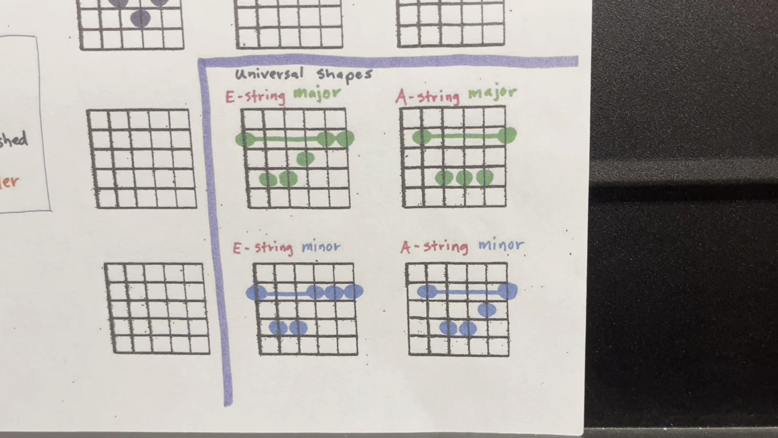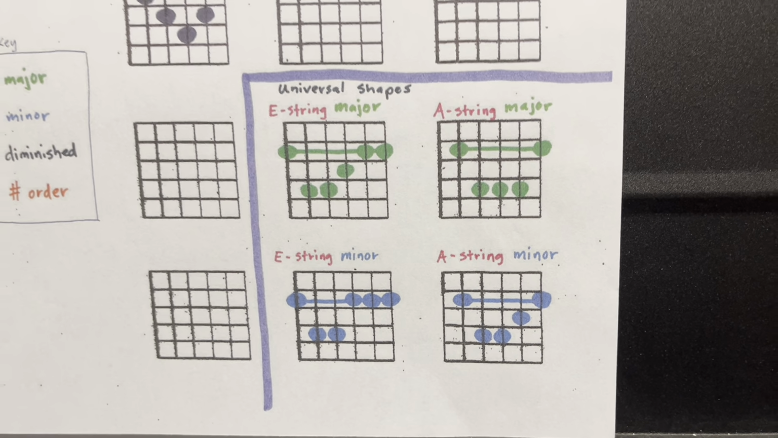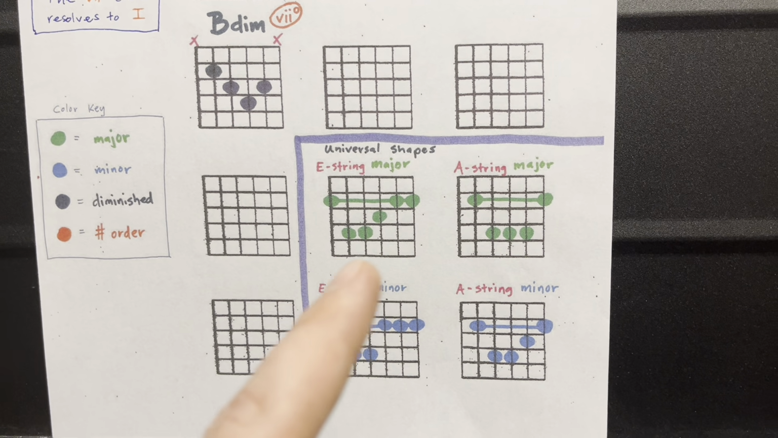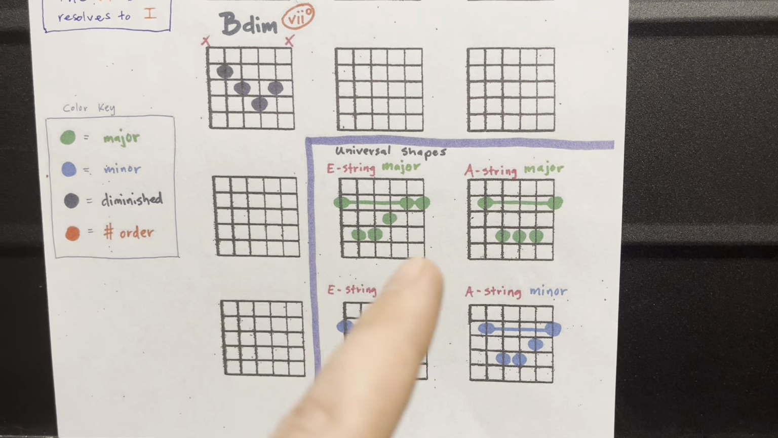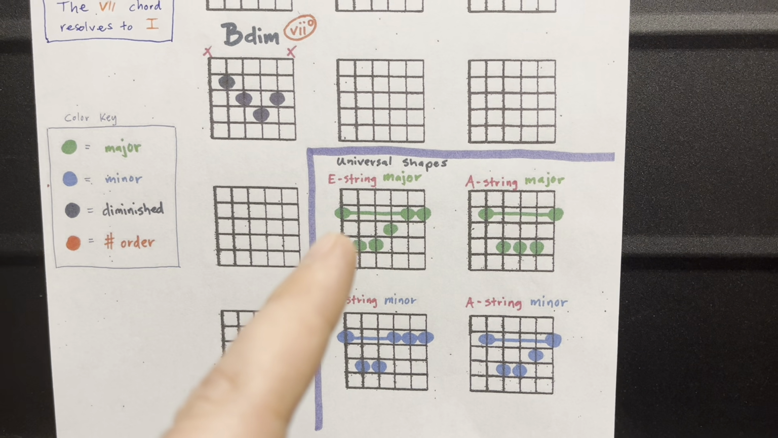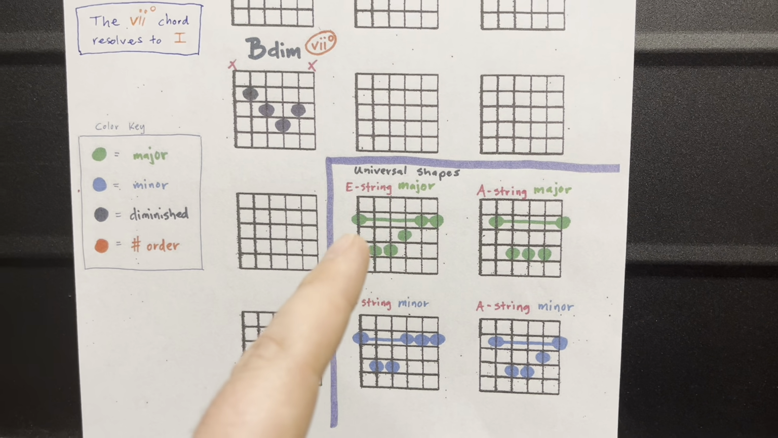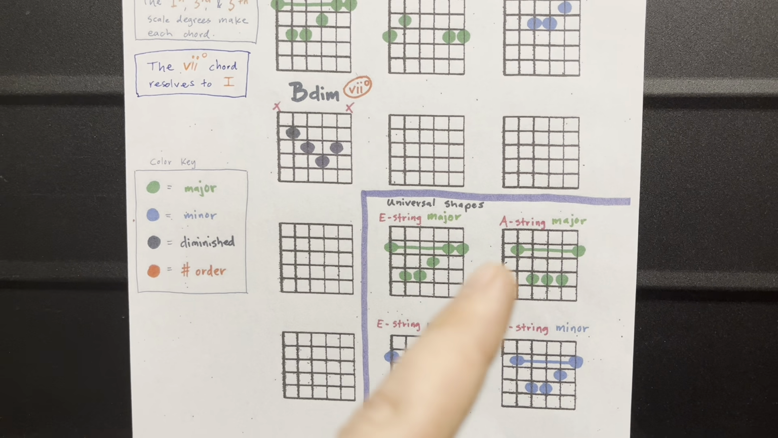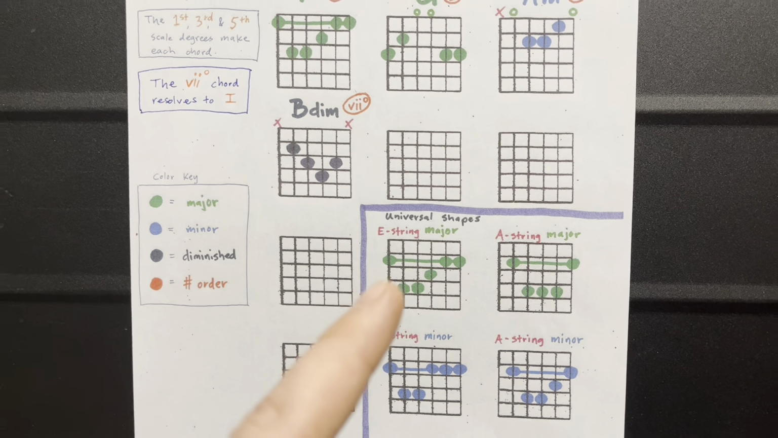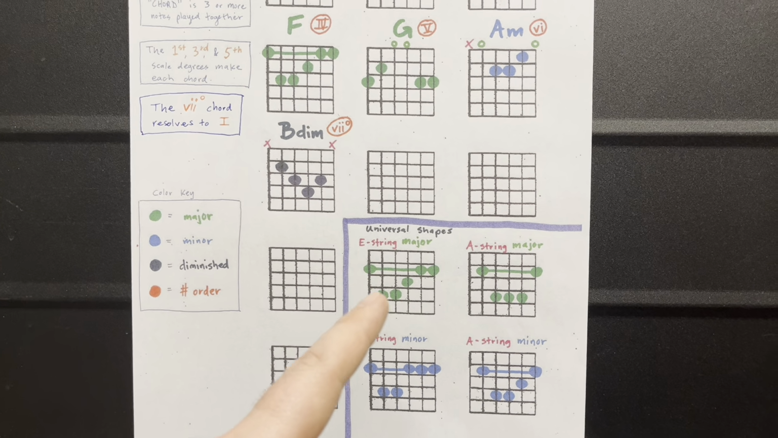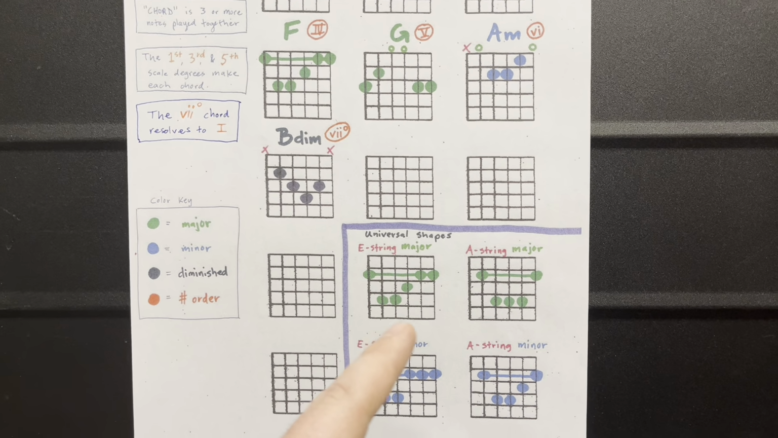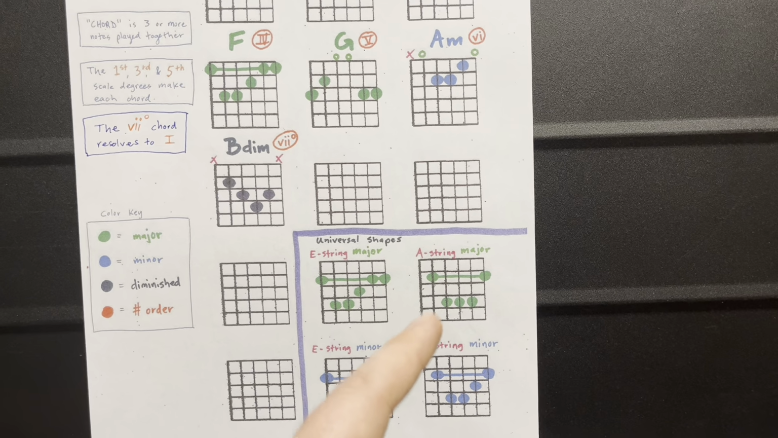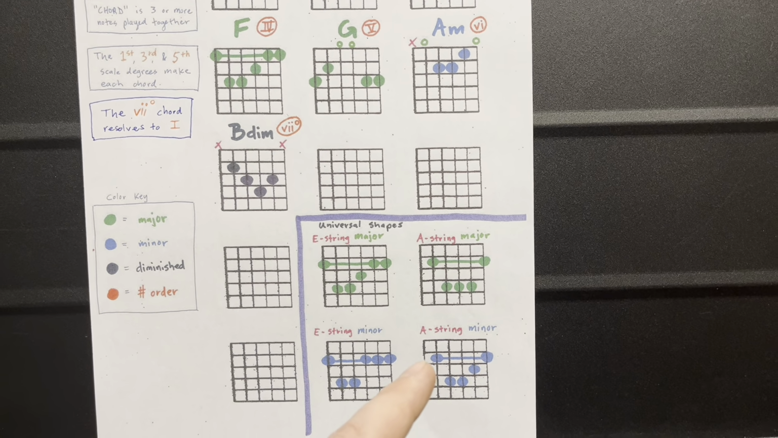And down here we have universal shapes of bar chords. The universal shapes are based off of how many strings are in a chord. So for a 6-string major chord, you could move this anywhere, and the root of that chord will determine the name of it. So if you put this shape on the 3rd fret where we have a G note on the E string, then you'd have a G major chord. Same for the minor shape, major shape on the A string, and minor shape on the A string.